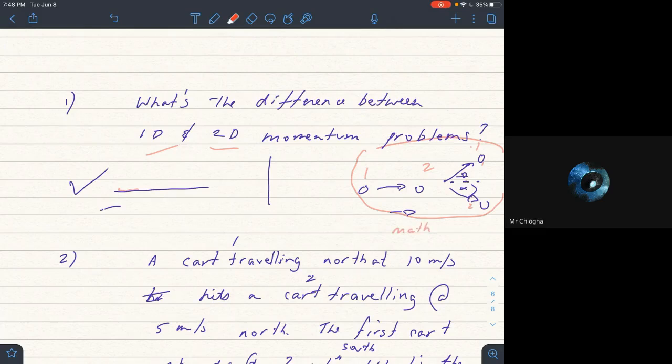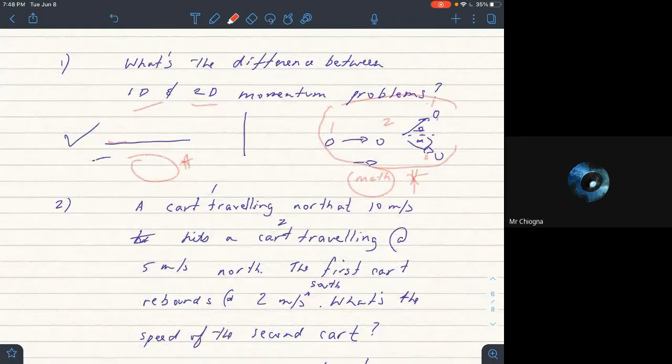Some of you are still not getting that. The math here is different than here. Here the math is straightforward. It's just adding and subtracting. Here the math always reduces to a right angle triangle. We can always find the components and then reduce the math to just using the Pythagorean theorem.